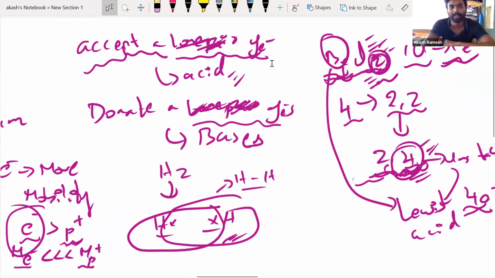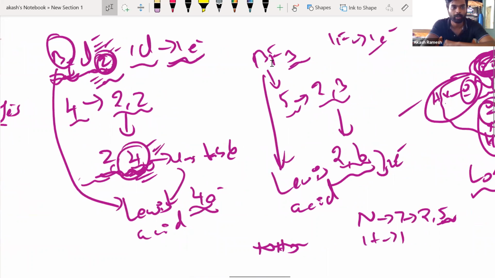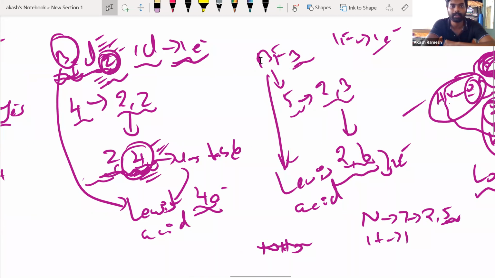Then we went on to see some examples. I told you how BeCl2 and BF3 are electron deficient species. Beryllium has atomic number 4, so it will have 2,2 configuration. There are 2 chlorine atoms here, each will give 1 electron, so the configuration will become 2,4. But still this is not stable, because I require 8 electrons here but have only 4. So BeCl2 can still accept electrons to be a Lewis acid.